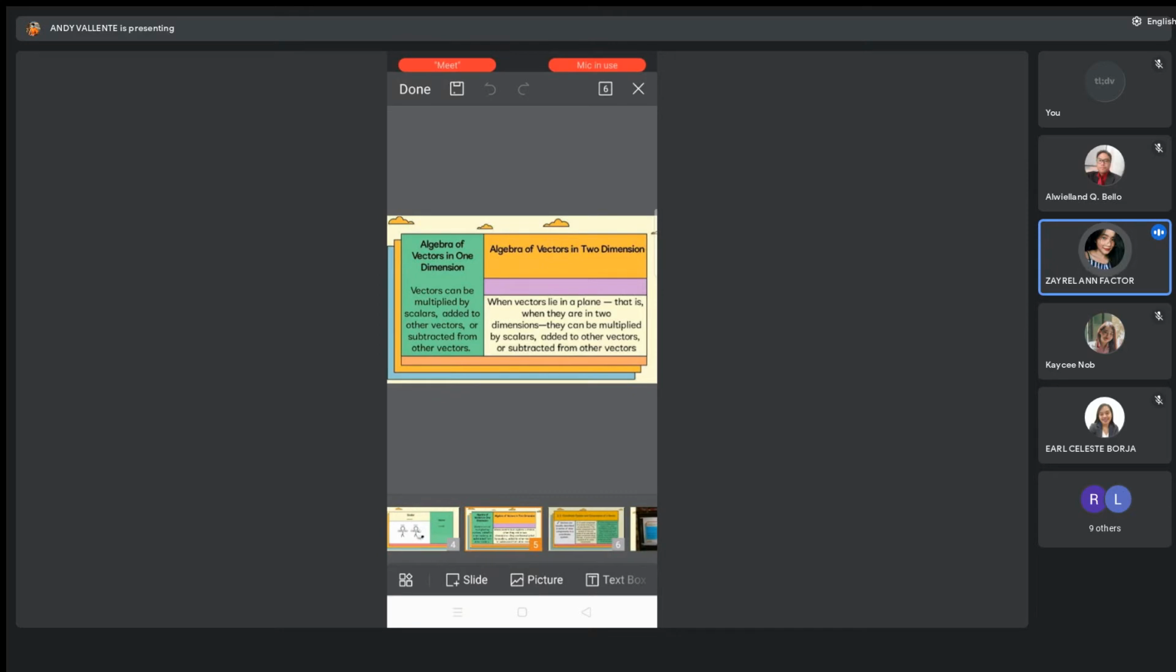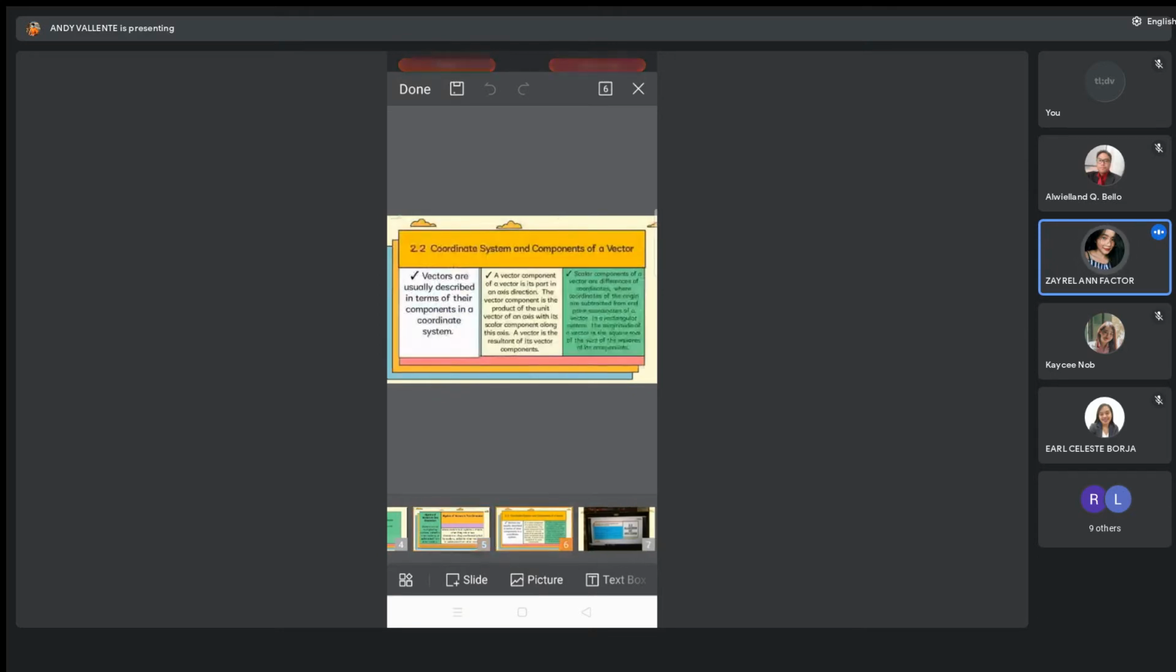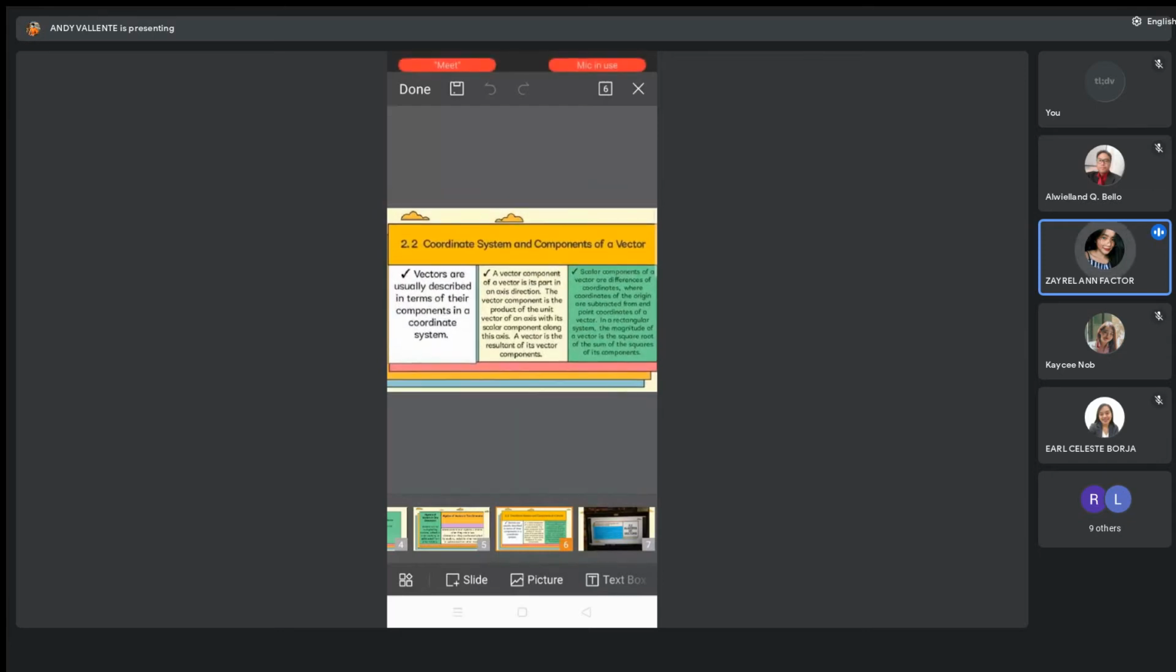So next, 2.2, coordinate system and components of a vector. Vectors are usually described in terms of their components in a coordinate system. A vector component of a vector is its part in an axis direction. The vector component is the product of the unit vector of an axis with its scalar component along this axis.